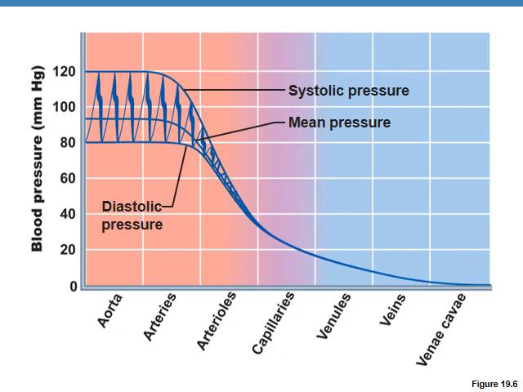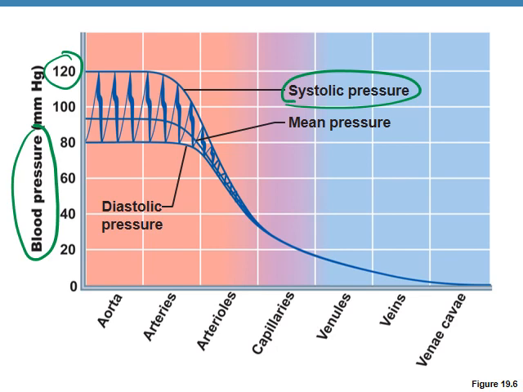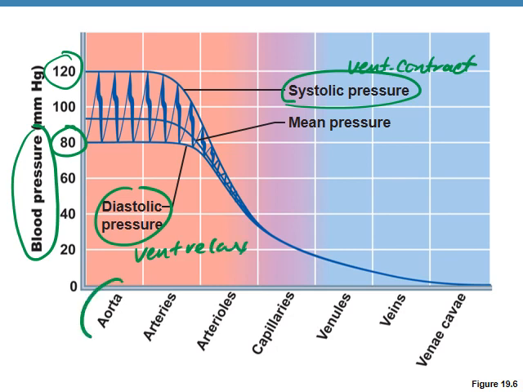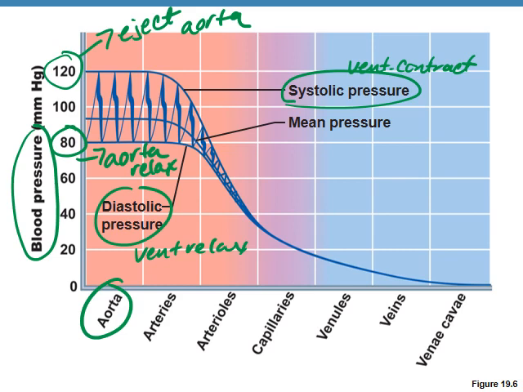Okay, here's the same figure again, looking at blood pressure. Here is my systolic pressure. So that's when the ventricles contract. And then here is my diastolic pressure. This is when the ventricles relax. And I'm looking right here at my aorta. So this is the blood that was just ejected. This is the pressure as it was ejected and put into the aorta. And then this is when the aorta relaxes, when it does its recoil, right?